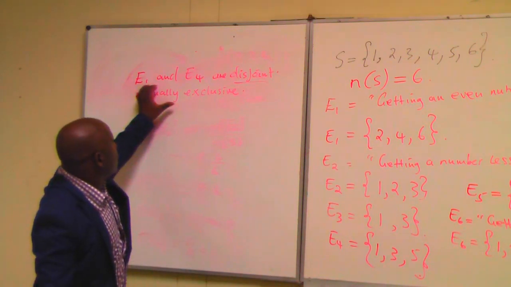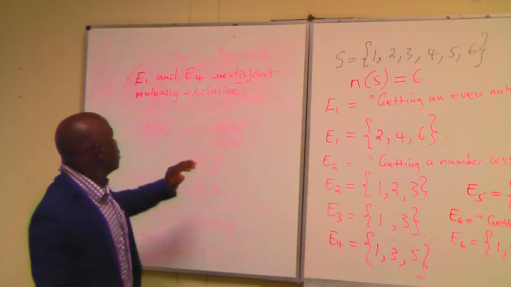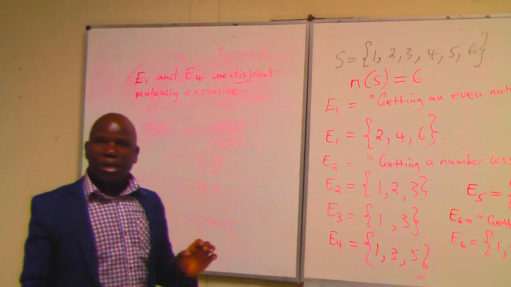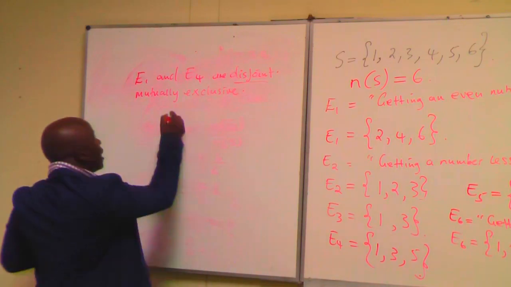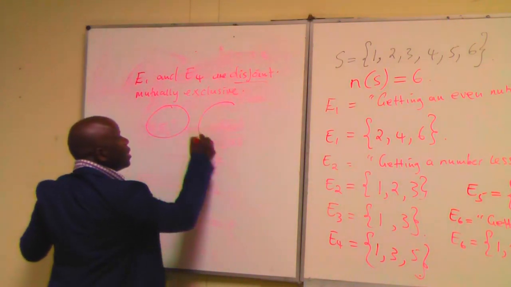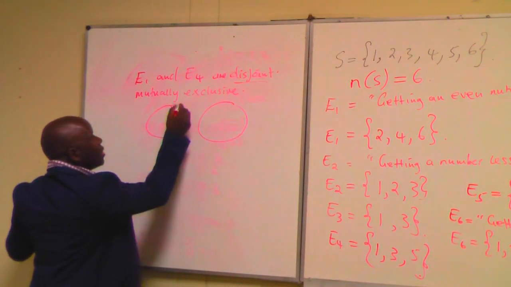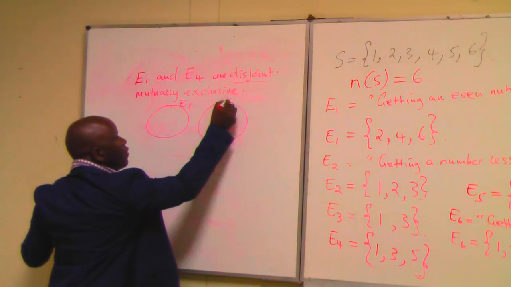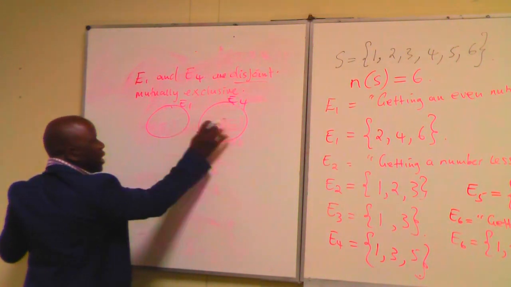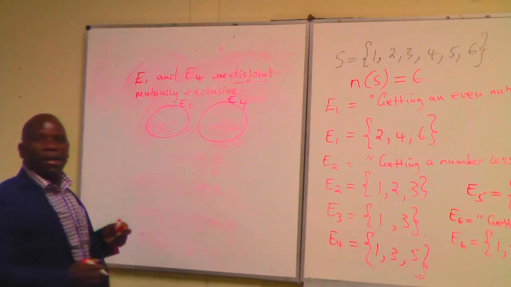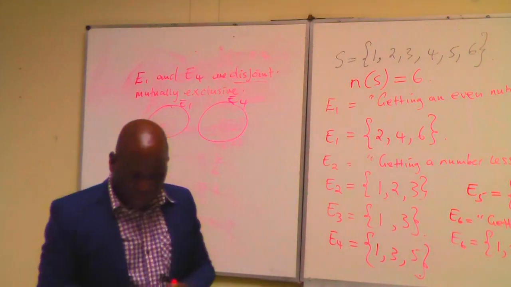Draw two sets to illustrate E1 and E4. And you will see that there will be nothing in the intersection between E1 and E4, meaning to say they are mutually exclusive.